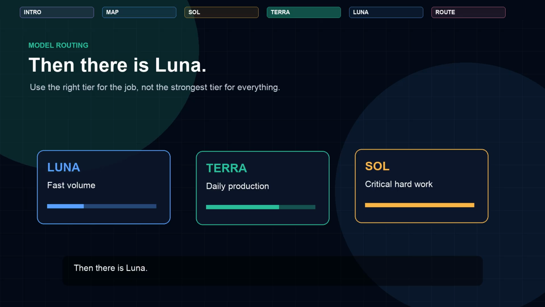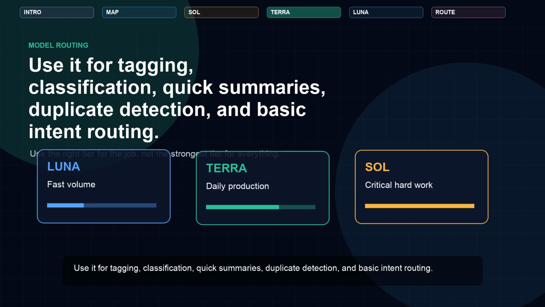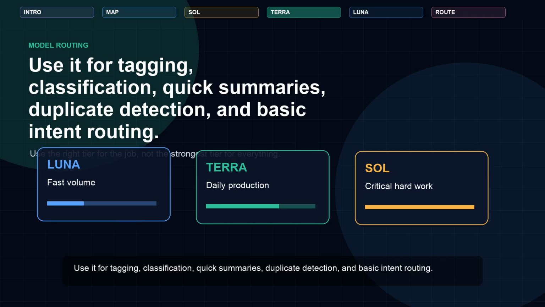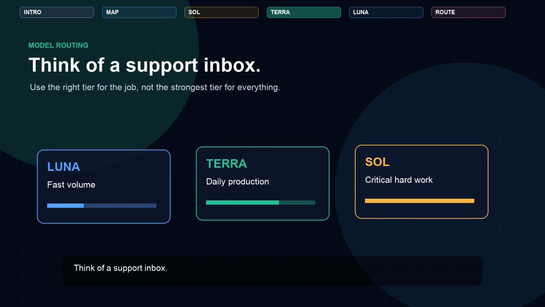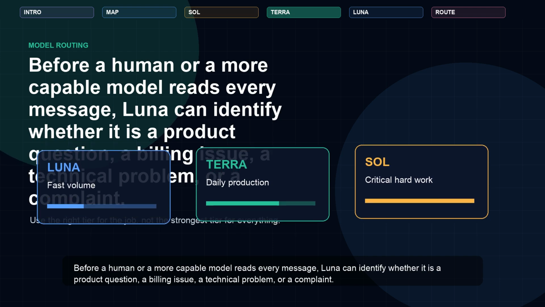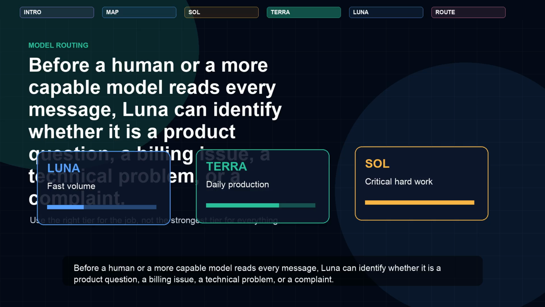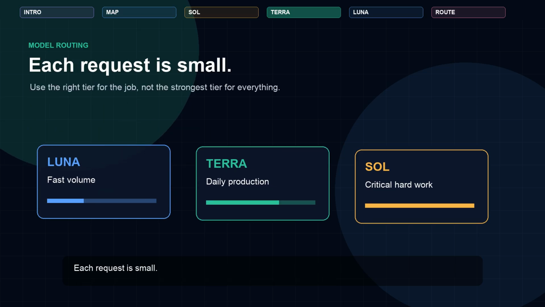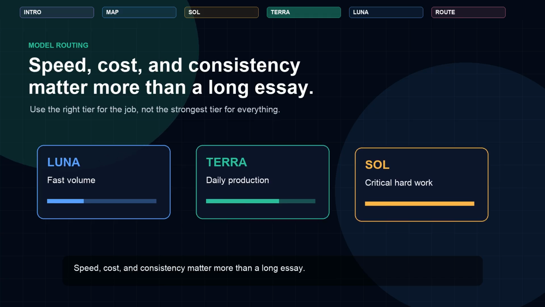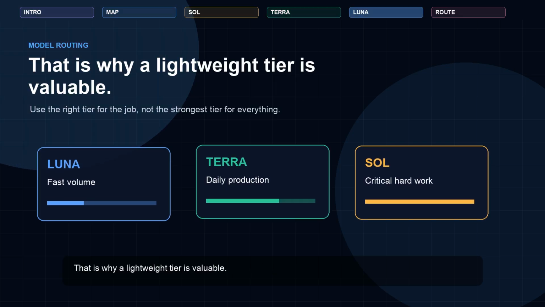Then there is Luna. Luna belongs at the front of a workflow. Use it for tagging, classification, quick summaries, duplicate detection, and basic intent routing. Think of a support inbox. Before a human or a more capable model reads every message, Luna can identify whether it is a product question, a billing issue, a technical problem, or a complaint. Each request is small. There may be thousands of them. Speed, cost, and consistency matter more than a long essay. That is why a lightweight tier is valuable.